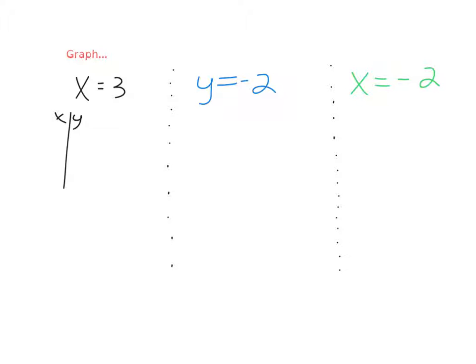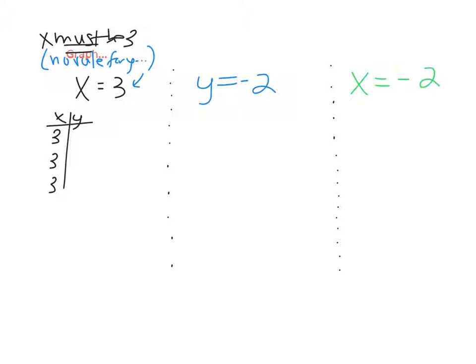So if we think about an input-output table, the rule here is x must be 3. But then we're reminding ourselves there is no rule for y in this equation. It just says x. So if any of the points I want to do, I know x is going to be 3. So I'm just going to put 3 of them for right now.